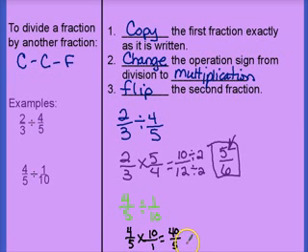What kind of fraction is that? Well, it's an improper fraction. So let's go ahead and divide that out. 5 can go into 40 how many times? 8. So our answer to 4/5 divided by 1/10 is 8. Remember, copy, change, flip.